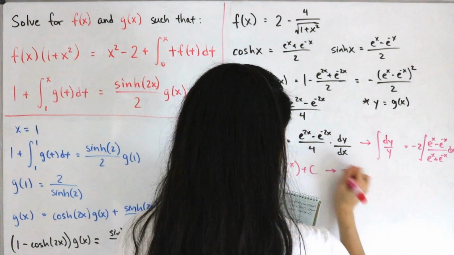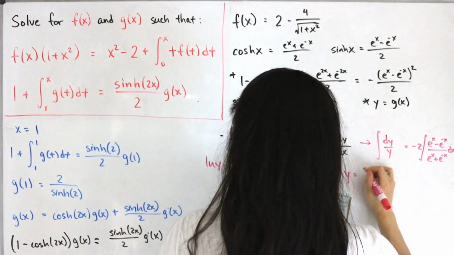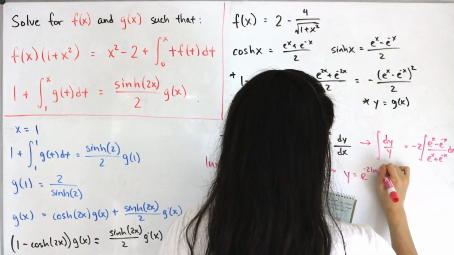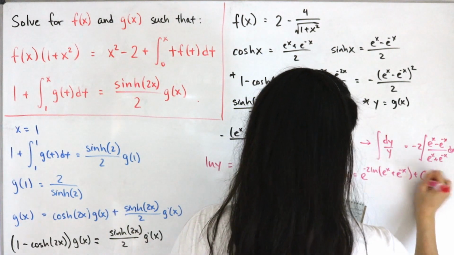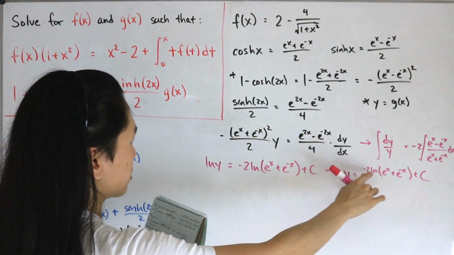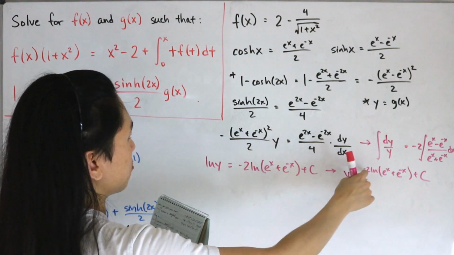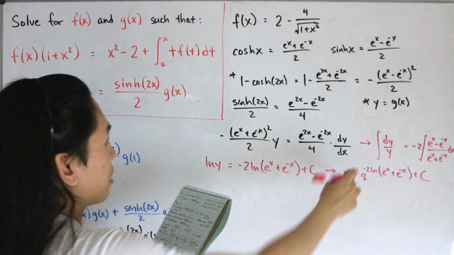That's a lot easier to do, so just take the exponential base to both sides. So y is equal to e to the negative 2 ln of (e to the x plus e to the negative x), and then plus c. Some things can be simplified further since e to the power ln cancels, then distribute the negative 2, so that's actually part of the exponent. So that actually goes on the bottom because it's a negative 2.